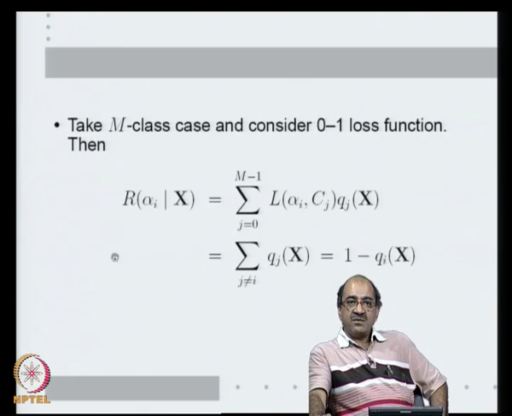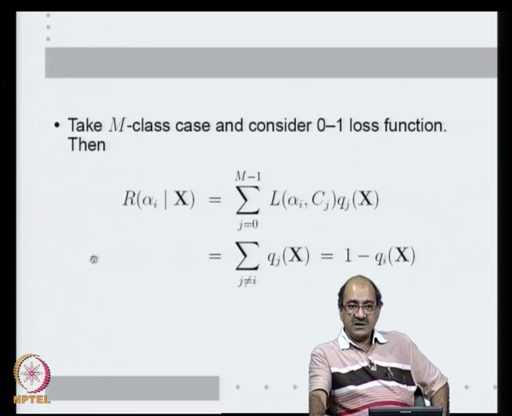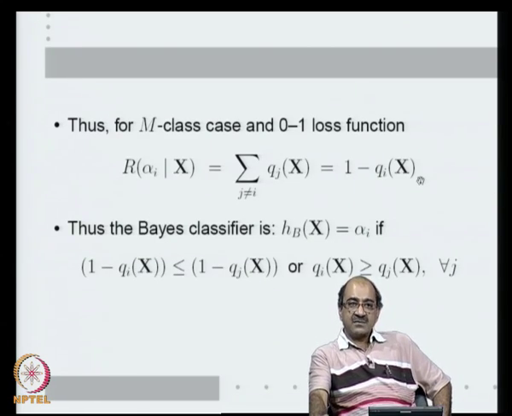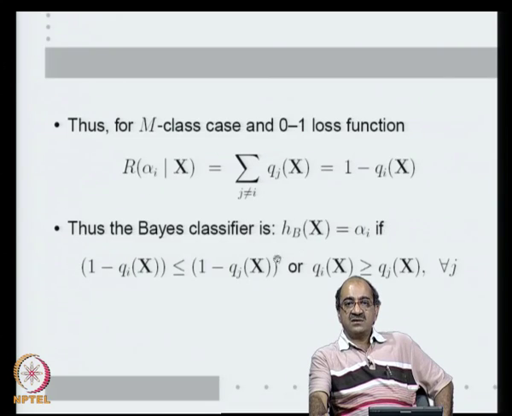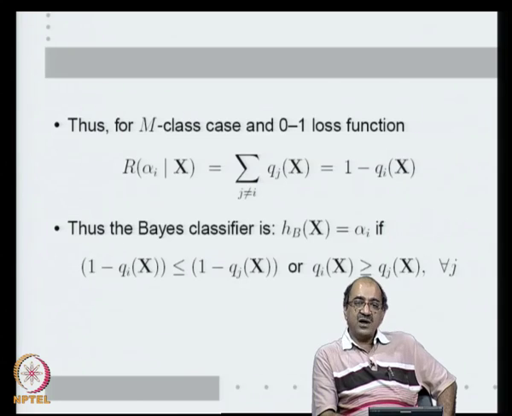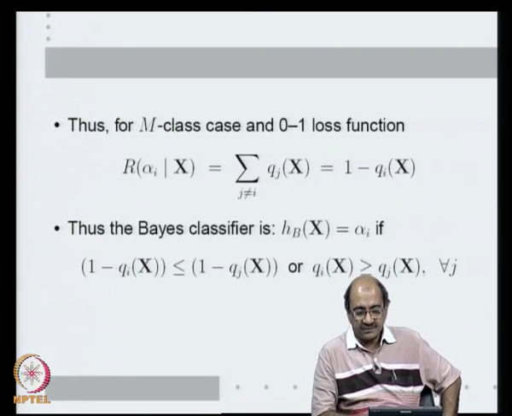So, what does this mean? For the m class case and 0-1 loss function, we have just now shown that R of alpha_i given x is 1 minus q_i(x). So the Bayes classifier simply is: if 1 minus q_i(x) is less than 1 minus q_j(x) for all j, then put x in alpha_i. 1 minus q_i less than 1 minus q_j is the same as q_i greater than q_j. So, even for the m class case, if we have a 0-1 loss function, all that the Bayes classifier does is assign x to that class which has the highest posterior probability.